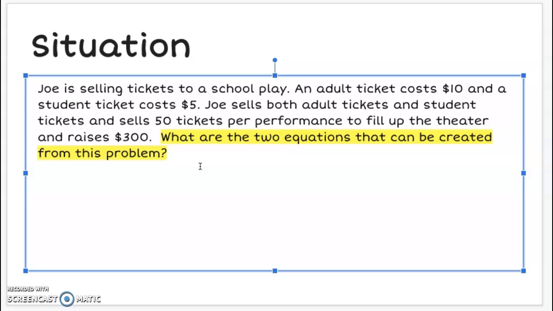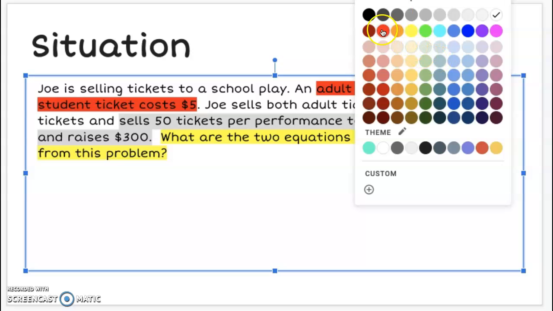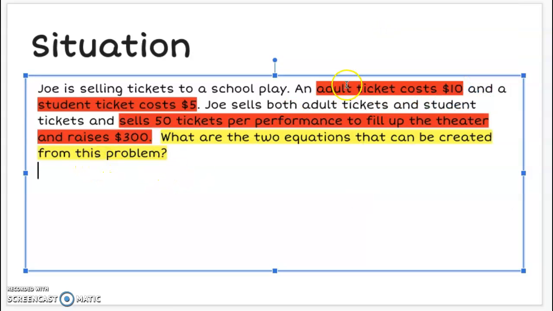Third read. What information is important? So Joe is selling tickets to a school play. An adult ticket costs $10. This is important for sure. And a student ticket costs $5. That is also important. Joe sells both adult tickets and student tickets, so we know that. And he sells 50 tickets per performance to fill up the theater and raises $300. So that is also very important. So now we have our important information highlighted in red and our question highlighted in yellow.